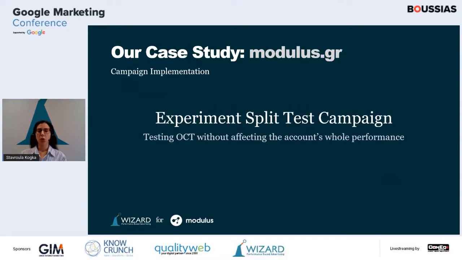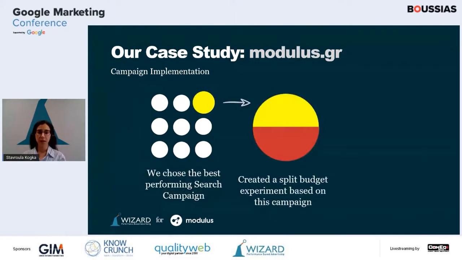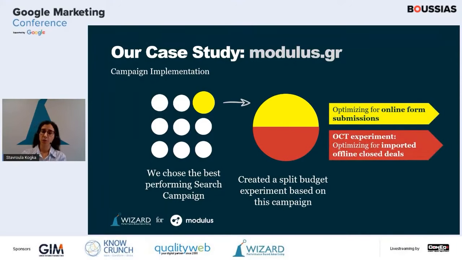So moving on to the marketer approach, our campaign implementation. I want to comment here that it was very important for us, when testing offline conversion tracking, not to affect the account's whole performance. So we decided to start with an experiment split test campaign. The experiment campaign was based on our best performing search campaign, the one targeting VoIP, voice over IP related search terms. So we split that campaign and did an experiment on it. The existing search campaign was optimizing for online form submissions. And the experiment one was optimizing for imported offline closed deals. This is very important: the experiment campaign was only optimizing for offline closed deals. So let's see what happened with that.